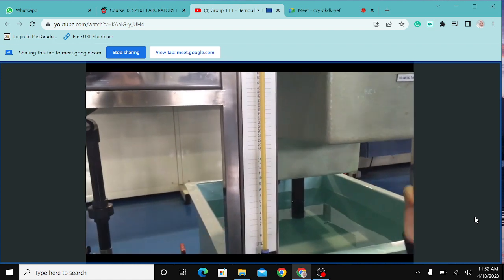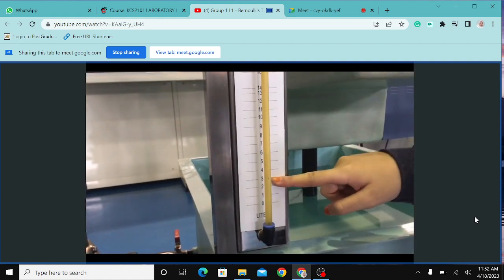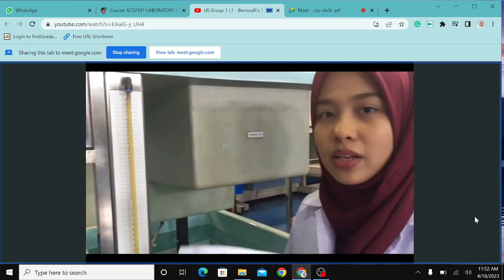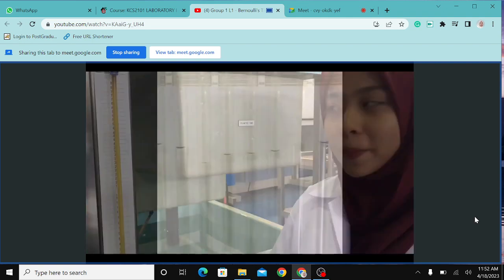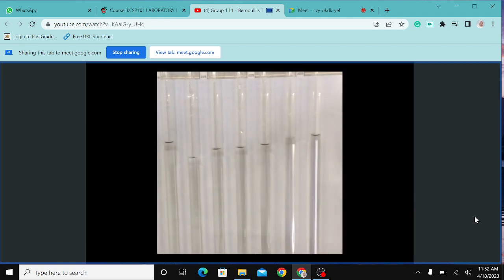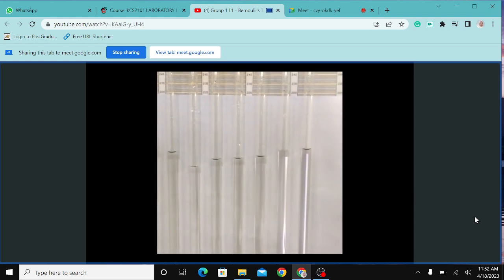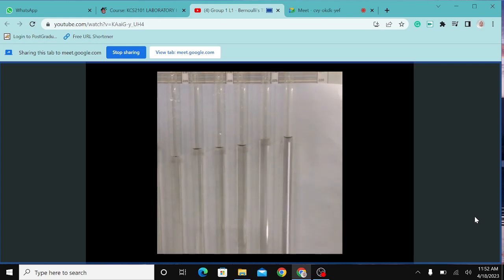First of all, you have to close the hole. Then you have to take your time when the water level is at 0 and stop when it's reached 3. And then you can calculate the volume and the time so that you can get the flow rate. For the second part of the experiment, the objective is to measure flow rate with venturimeter.